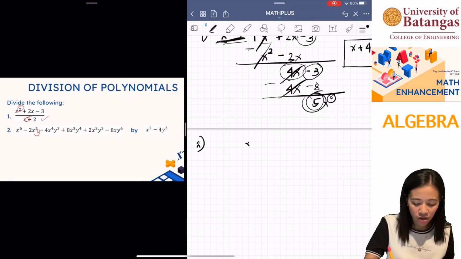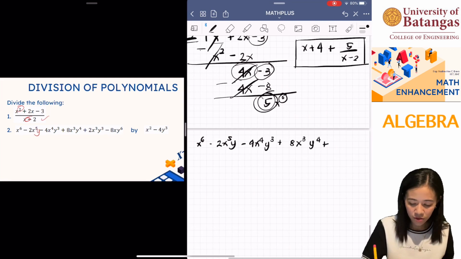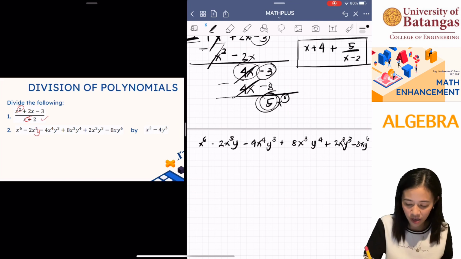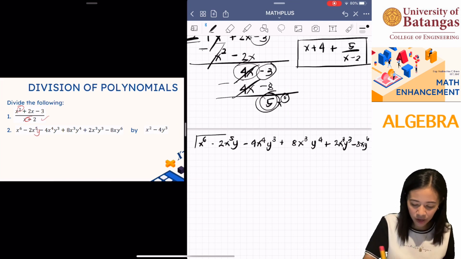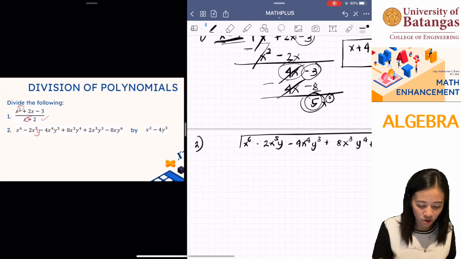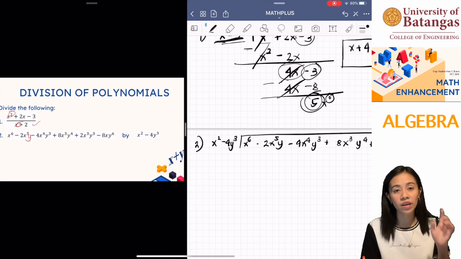So, you have there x raised to 6, I'm going to write down the given, minus 2x to the 5th y, minus 4x to the 4th y cube, okay, plus 8x cube y to the 4th, plus you have 2x cube y cube, minus 8xy to the 6th, okay. All of this will be divided by, naku, ano ba naman yan? Kasi may space sa taas. All of this will be divided by x squared minus 4y cubed. Okay, so let's start with the x terms first.